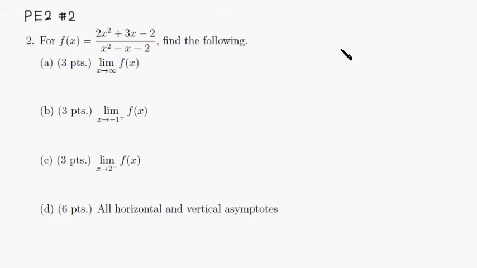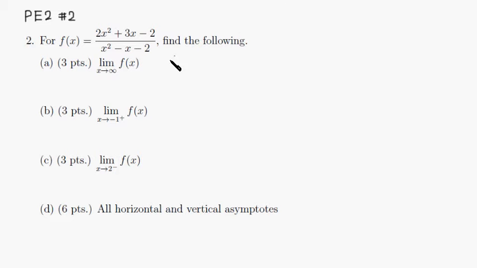Okay, let's look at practice exam 2, problem number 2. We have this rational function, and we want to take a bunch of limits and find the horizontal and the vertical asymptotes. So let's do that.